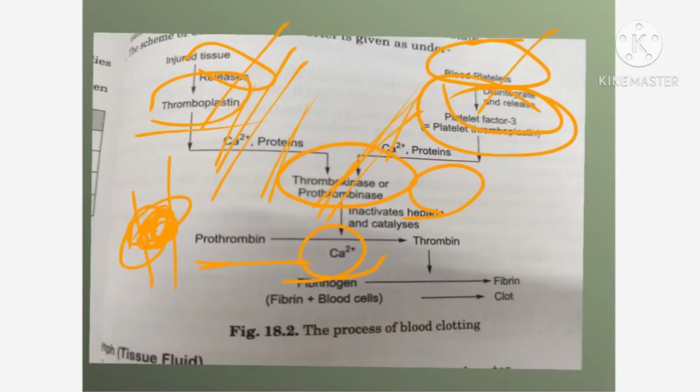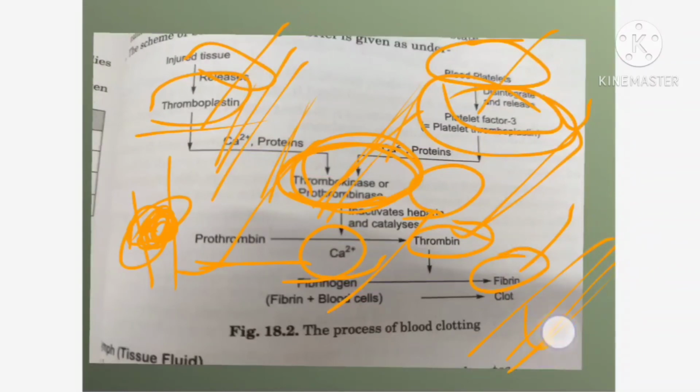So, this heparin gets inactivated, and in the presence of calcium ions in the plasma, another protein present called prothrombin is converted into thrombin. So, thromboplastin releases the thrombokinase enzyme. This thrombokinase converts prothrombin into thrombin. Thrombin, which is an enzyme, converts fibrinogen into fibrin. Fibrin is a thread-like structure where all the blood cells come and join, and they form a clot.